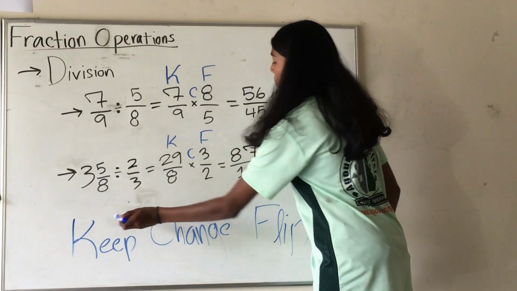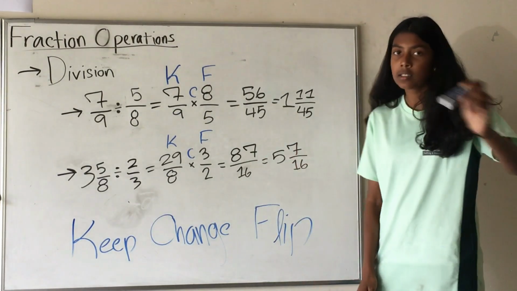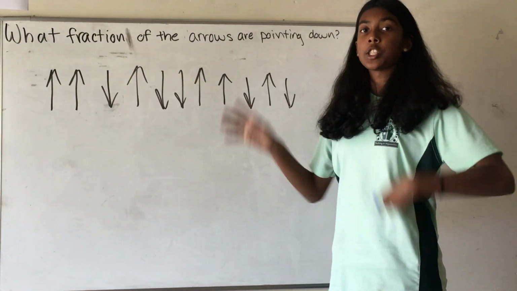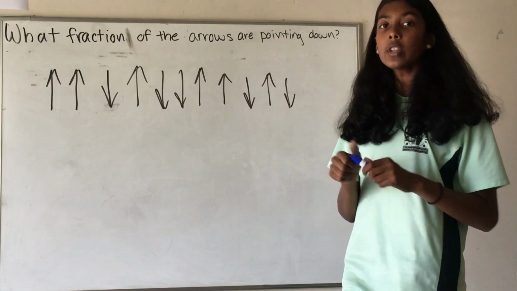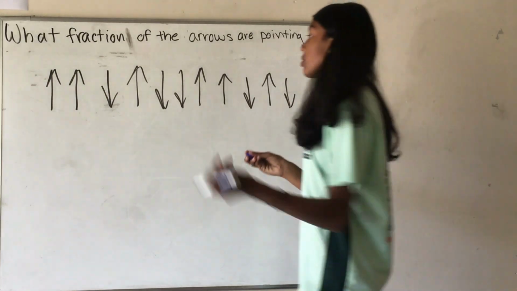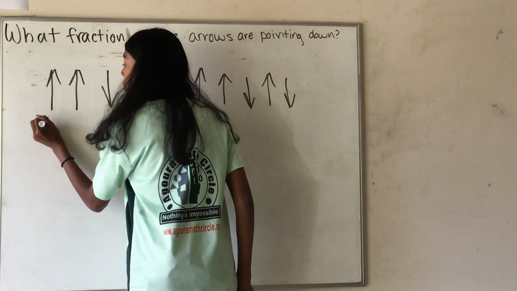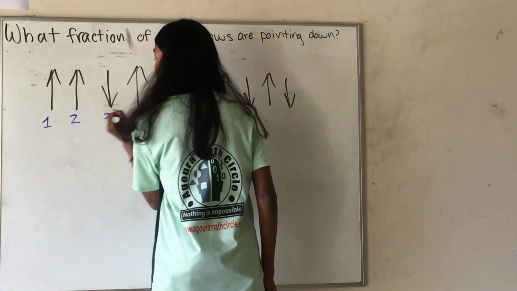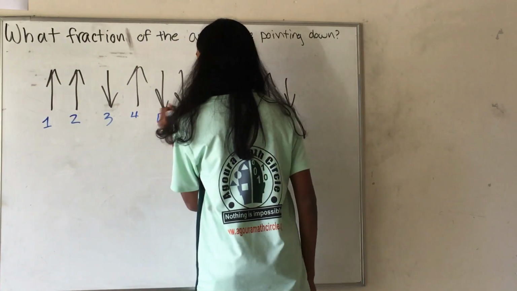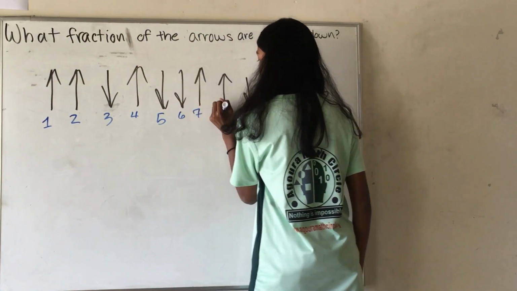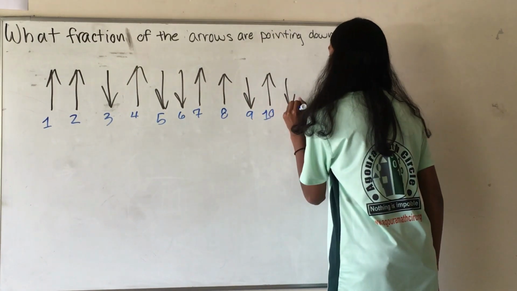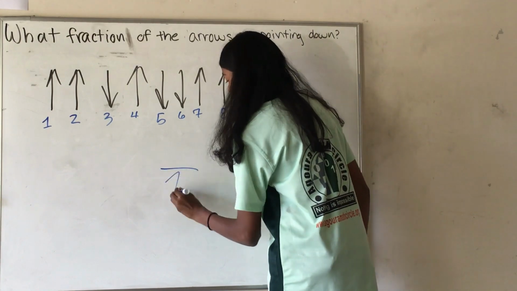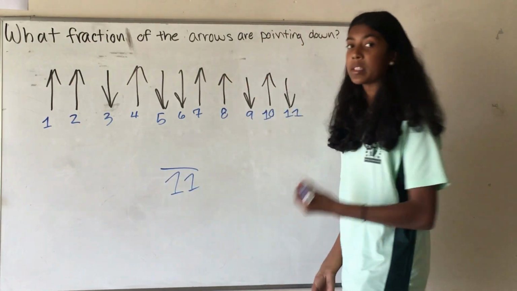Remember, keep, change, flip. So the first question of today is, what fraction of the arrows are pointing down? So first, let's figure out how many total arrows there are. And to do that, we're going to count 1, 2, 3, 4, 5, 6, 7, 8, 9, 10, and 11. So that means our denominator is going to be 11, because 11 represents the whole.